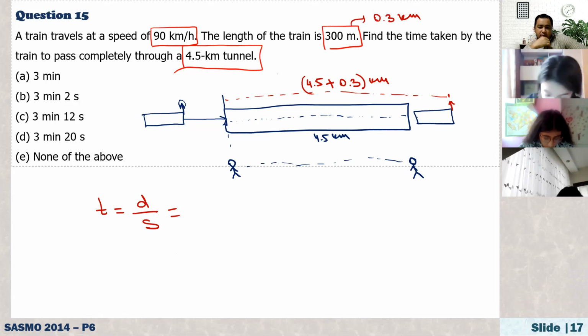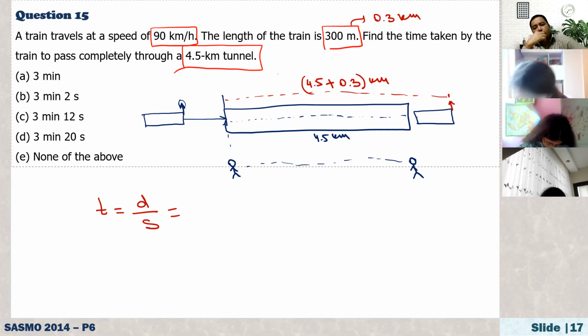Leila is saying B. Really? Are you sure? Elmira, is your answer C to question 15 or question 14? 15. Let's wait for Nigar. Nigar, what's your answer to this question? 1 second. Okay, what's your answer? I think D. No, don't say you think. Calculate it and tell me your answer.